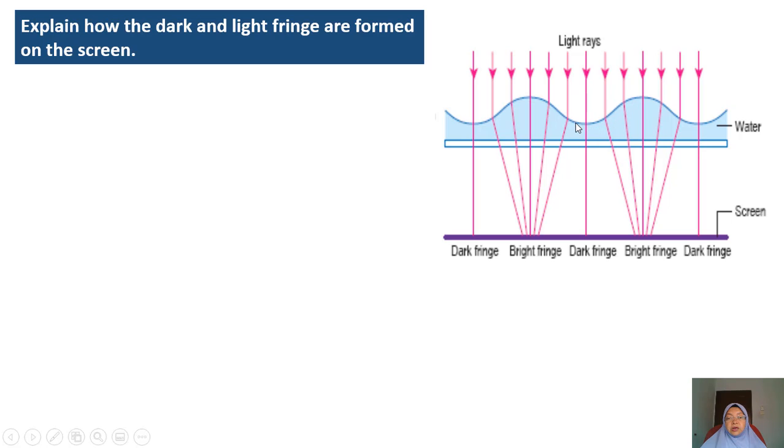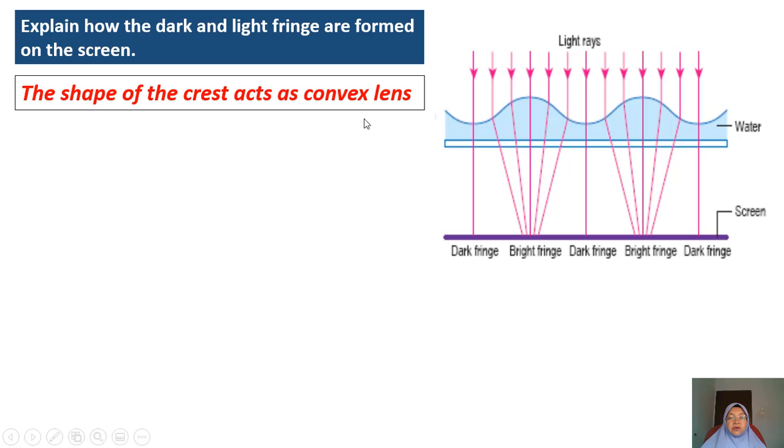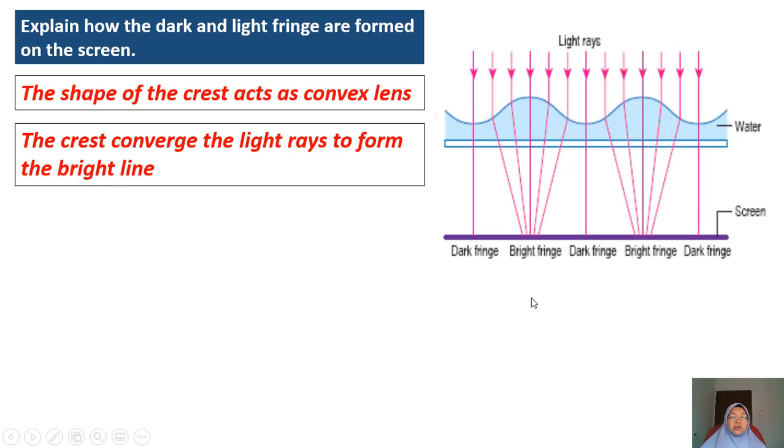Here is the crest. Water is transparent, so light can pass through the water. That's why we use the bulb, which produces light rays, and the light passes through the water. The water acts as what we call a lens, a convex lens. So the crest acts as a convex lens, and the light passes through, and the convex lens will converge the light to a sharp point, so they will produce a bright image. So the crest converges the light rays to form the bright line.